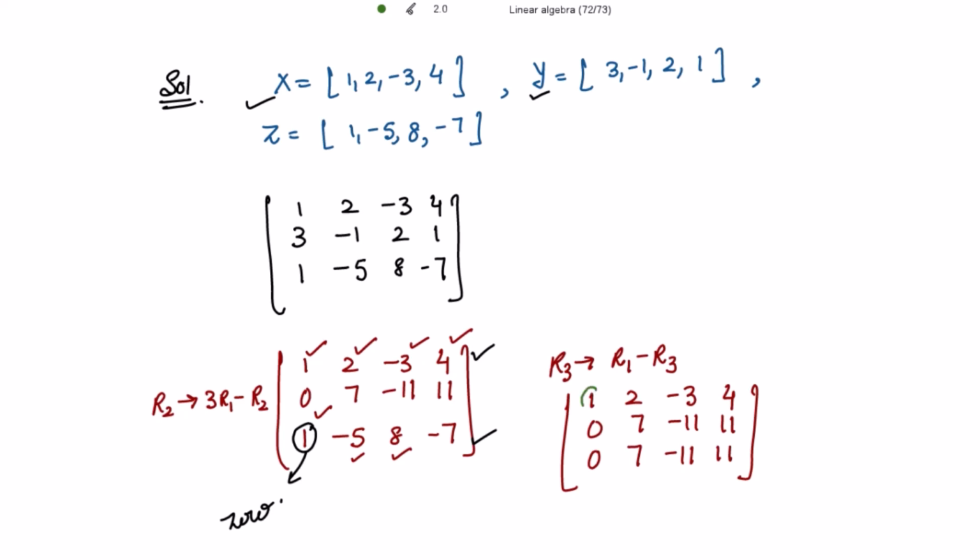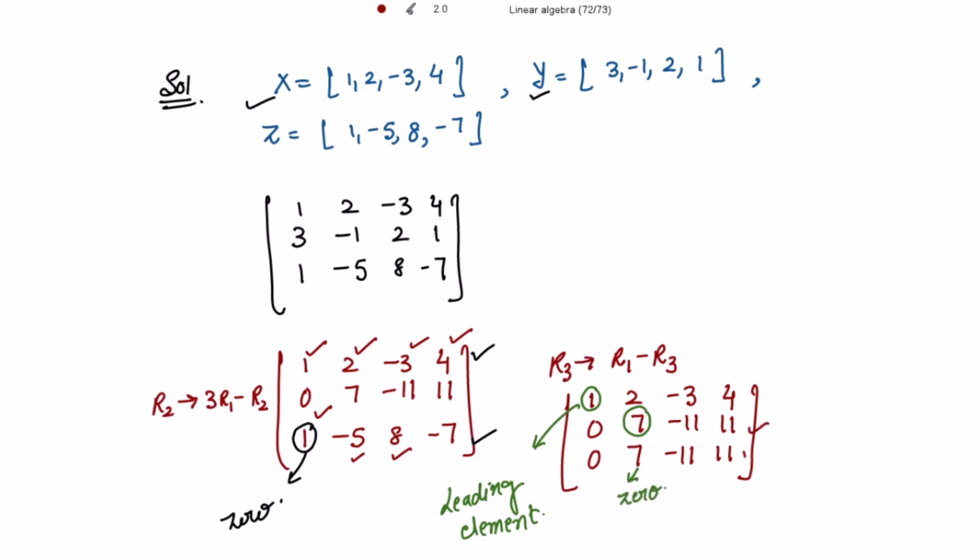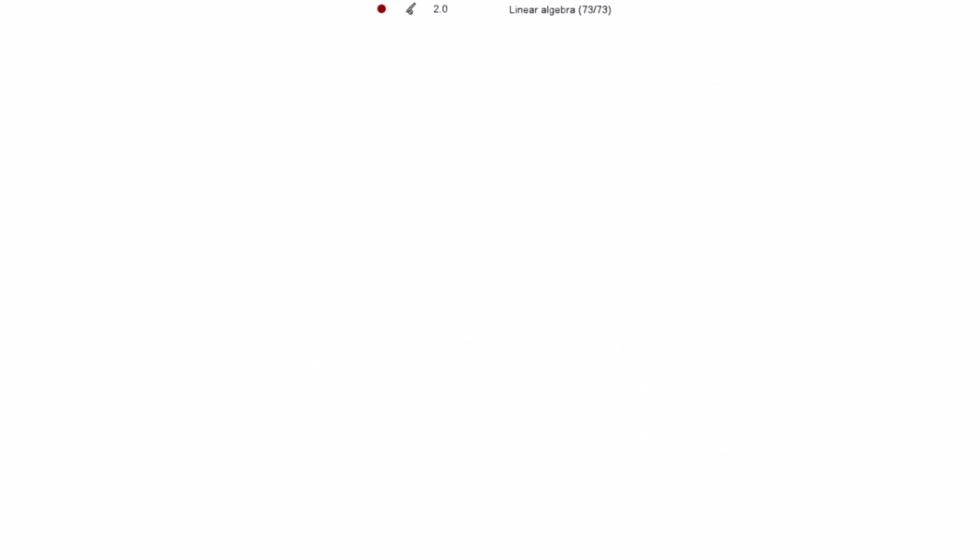So now this one becomes the leading element. What is a leading element? The element of the row below which all other elements are 0. Right? Now I need to make this the leading element. For that, I need to make this 0, so just subtract these 2 rows. So I'm going to change row 3 by subtracting row 3 from row 2.